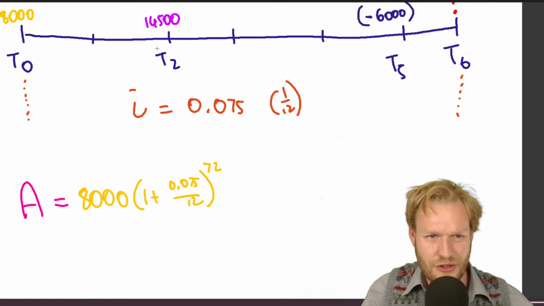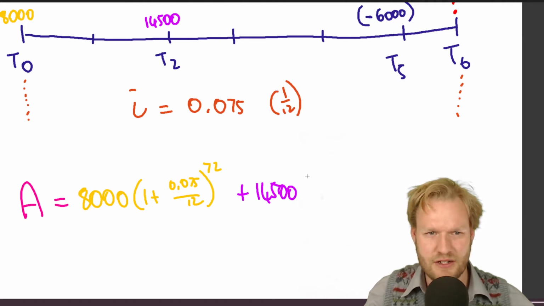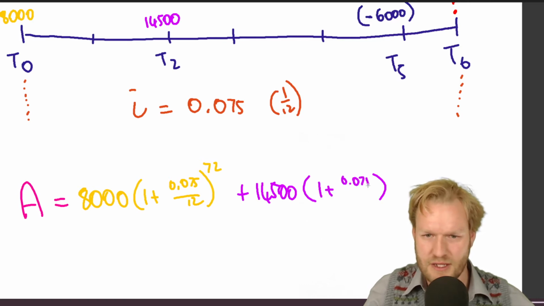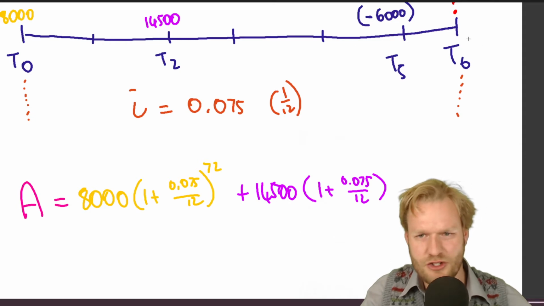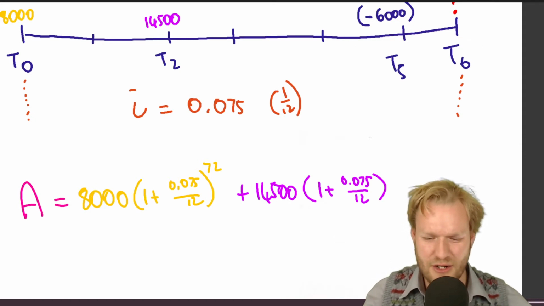What would happen with that 14,500 Rand? Well, if we invested that 14,500 Rand, it's being invested at 1 plus 0,075 over 12, but it's only going from T2 to T6. So how many compounding periods is that invested for? Well, 2 to 6 is 4. 4 times 12 is 48.